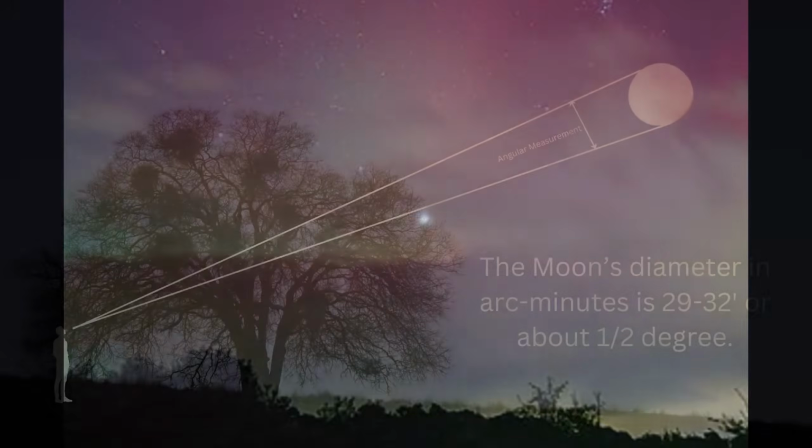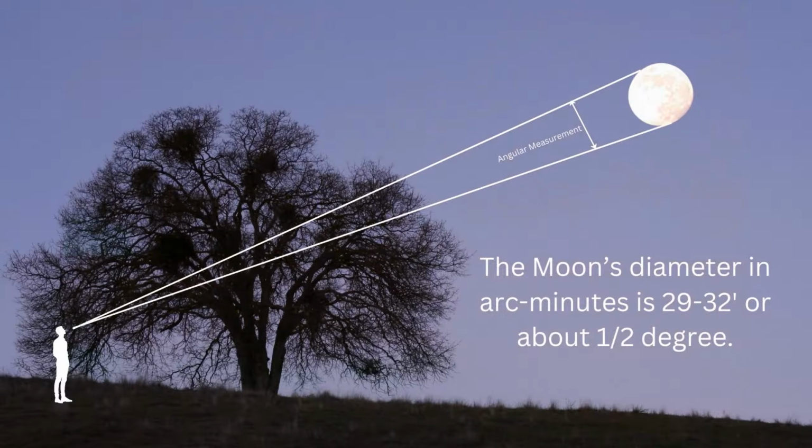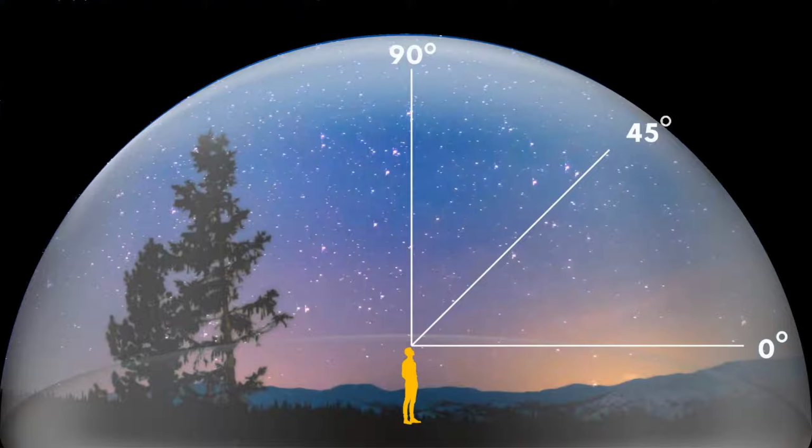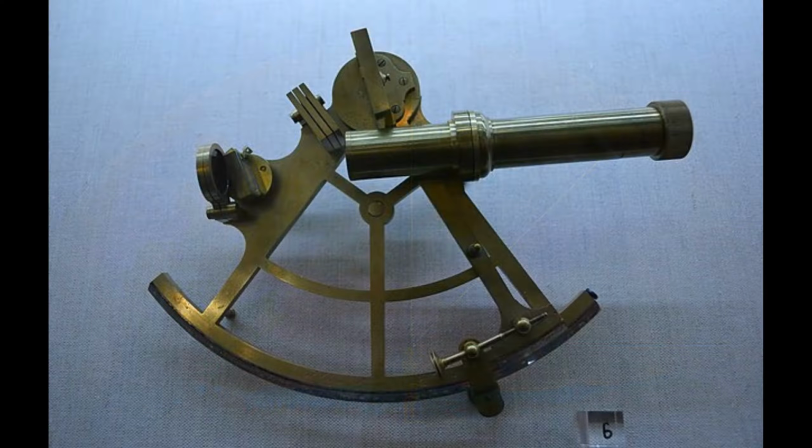Well, we use angular measurement to describe the diameter of the objects that we see in the sky, as well as the distances from one spot in the sky to another. Picture the sky as a dome that spans 180 degrees from horizon to horizon. Looking at the horizon in front of you would be 0 degrees, while looking straight overhead would be 90 degrees, and halfway would be 45. If you had a sextant, you could look at the moon and measure that it's about half a degree wide.